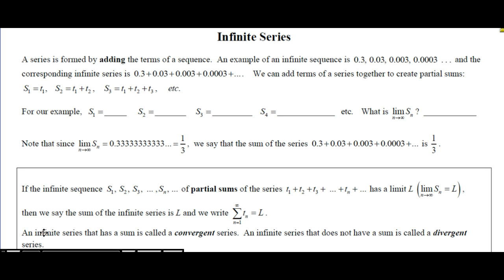We can add the terms of a series together to create partial sums. For example, the sum of one term, right? S sub 1 is the sum of one term. S sub 2 is the sum of two terms, T1 plus T2, and so on.